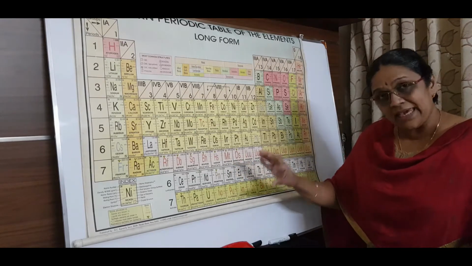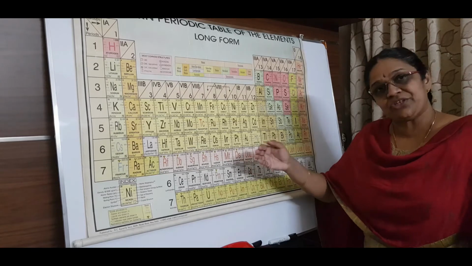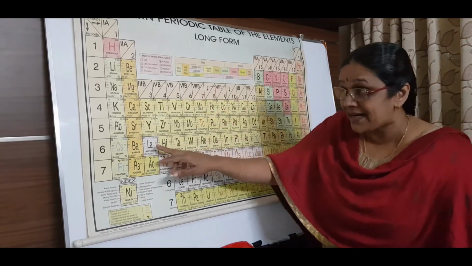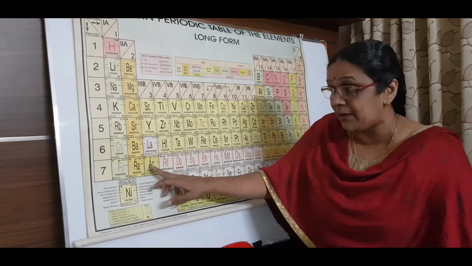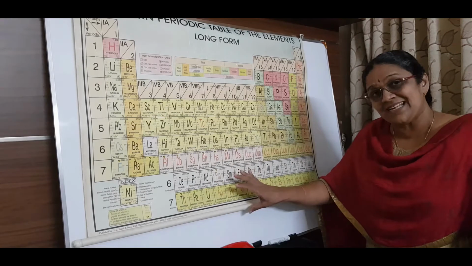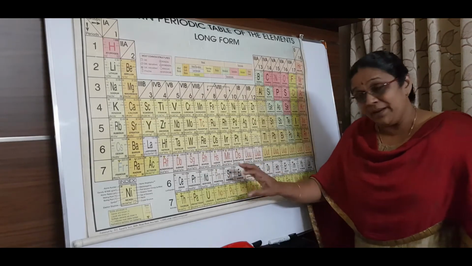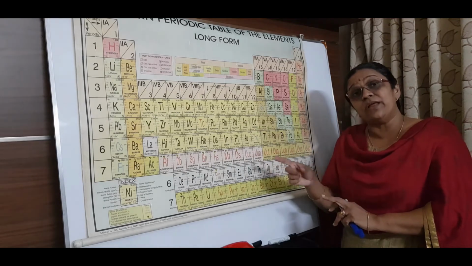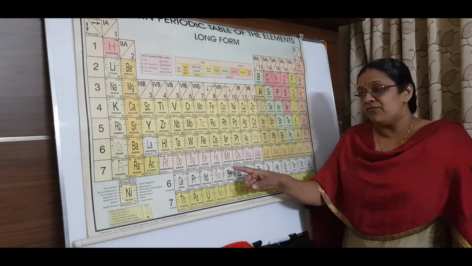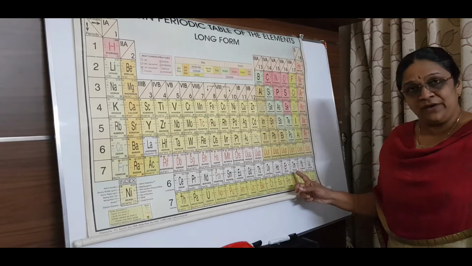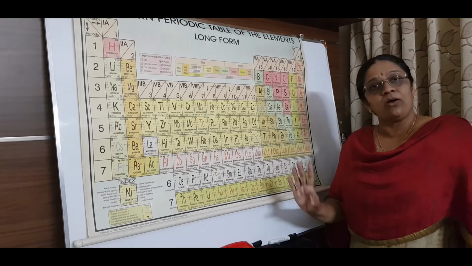Or you can call them inner transition elements, because these are transition elements, and inside the transition elements, starting from lanthanum and actinium, comes this block. Why is this called inner transition or F-block element? Because here the electrons are getting into the F orbitals. That is why 1 to 14, 14 elements can be filled in the F orbitals. So it is called the F-block elements.